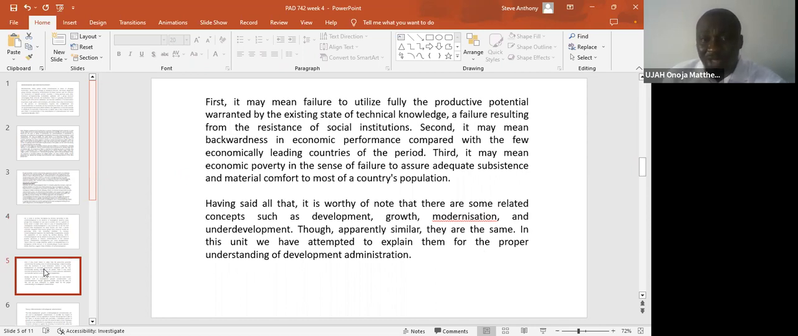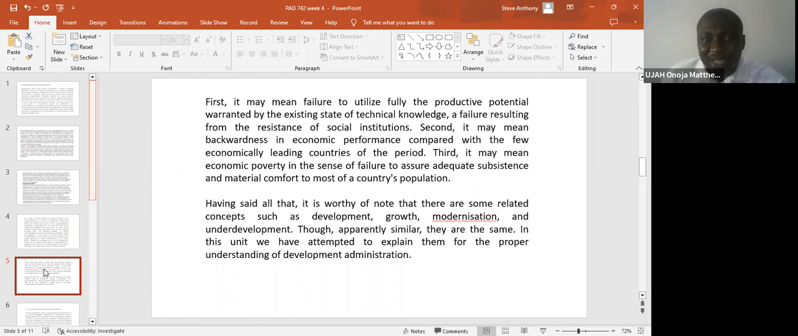Remember, from Rodney's view, he said it will only make sense by comparing levels of development. So that is what this second point is also talking about, that it may mean backwardness in economic performance compared with the few economically leading countries of the period.